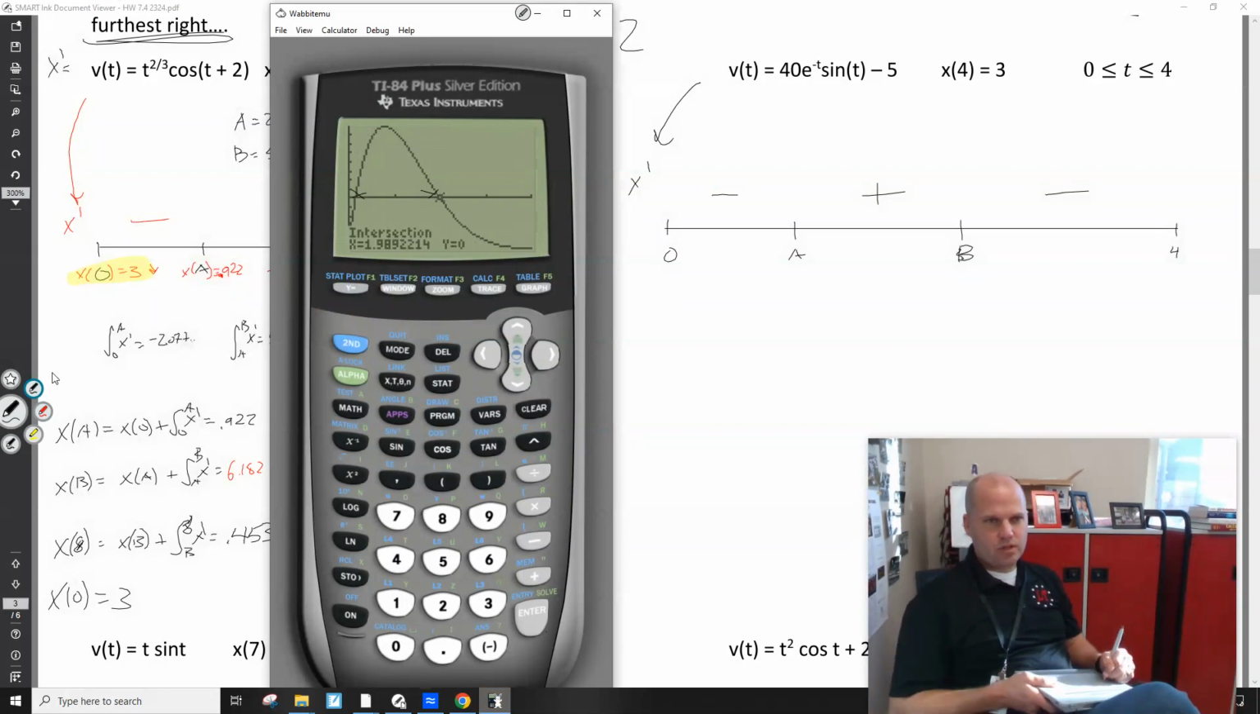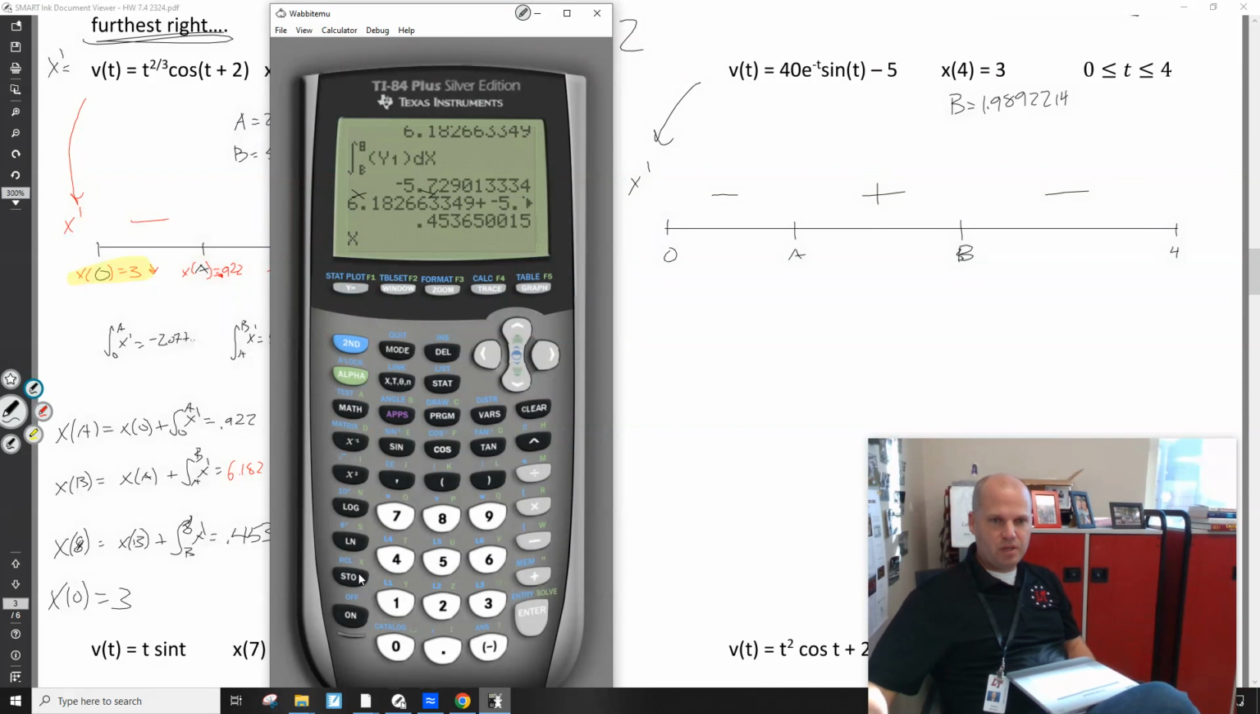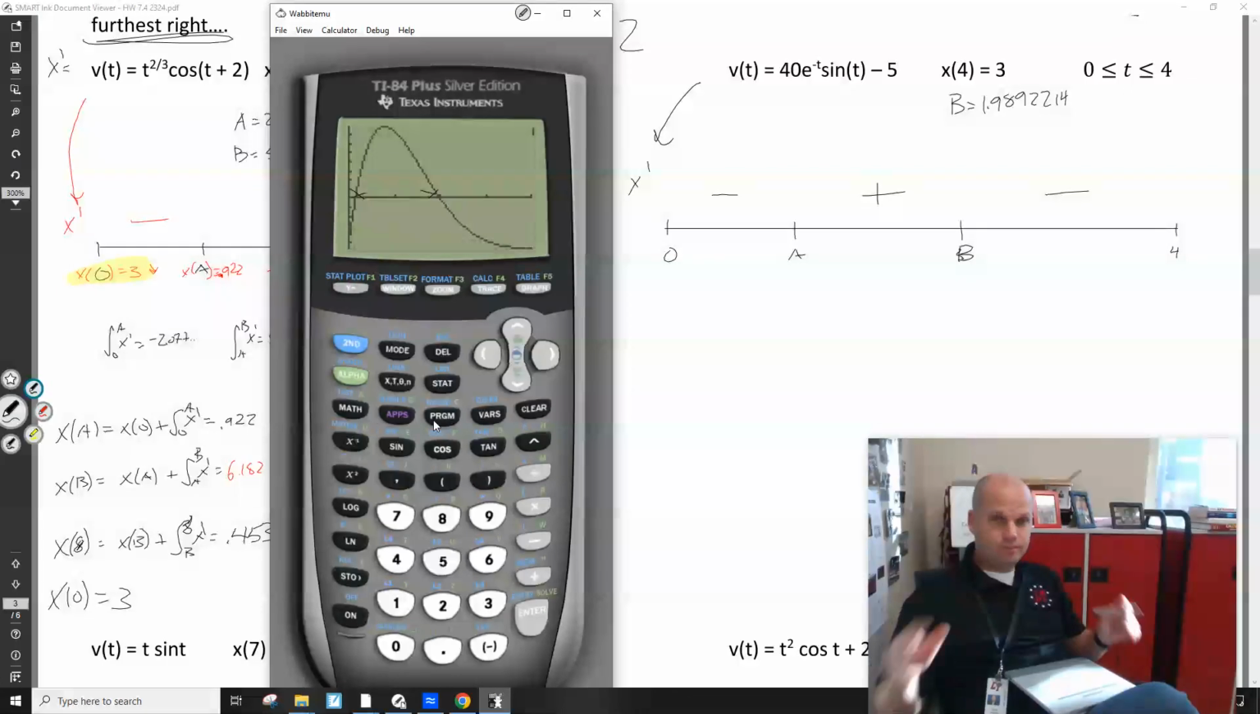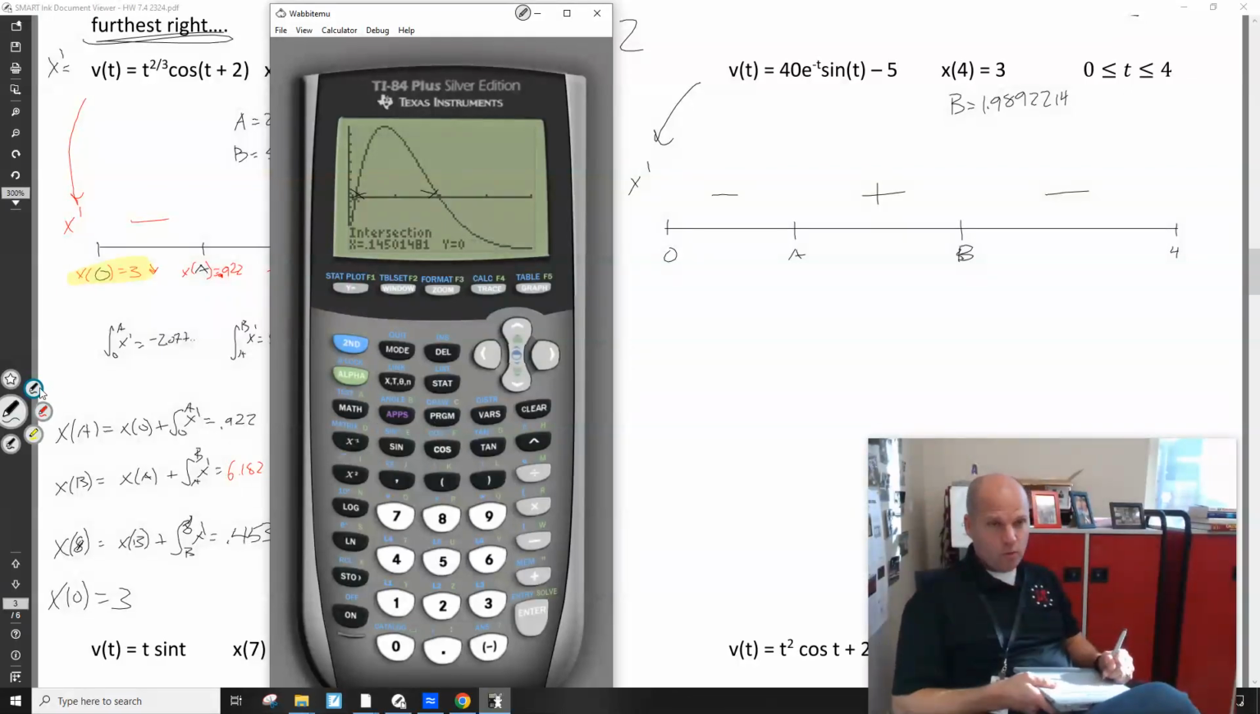This is B. I've got to store this as B. B equals 1.9892214. Go into my home screen and store that as B. Great. Let's go back and find A. Go up to your y equals 0, so it might be quicker to go over. Enter, enter, enter. A is 0.145. Let's make sure we store that.